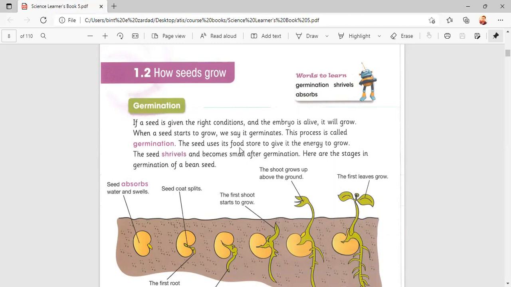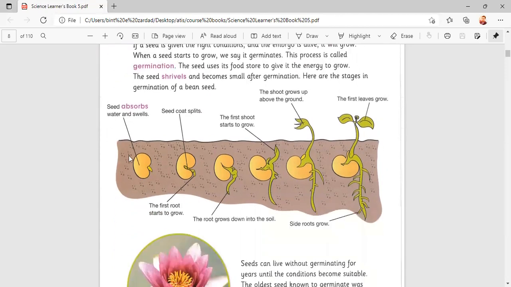The seed uses its food store to give it energy. So where does the seed get the food from? From the food store, which is inside the seed. So the seed shrivels and becomes small after germination. Here are the stages you can see here. In the first stage, a seed absorbs water from the soil. And in the second stage, the first root starts to grow.